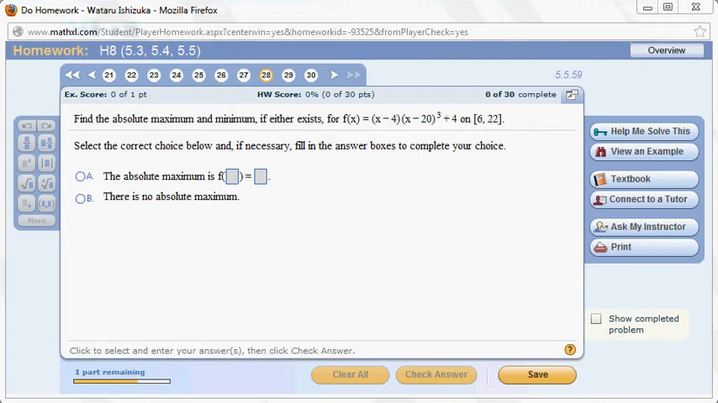Okay, let's look at homework number 8, problem number 28. So we want to find the absolute maximum and the absolute minimum of this function over a closed interval from 6 to 22. So let's do that.